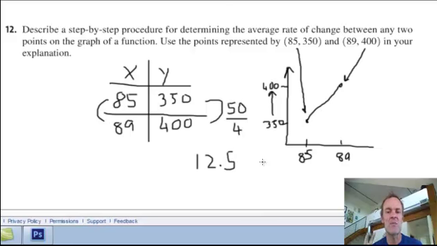Now start to get used to this, because eventually this is going to be our slope of a line. So remember, slopes of lines. The average rate of change is 12.5, but also the slope of this line is 12.5.